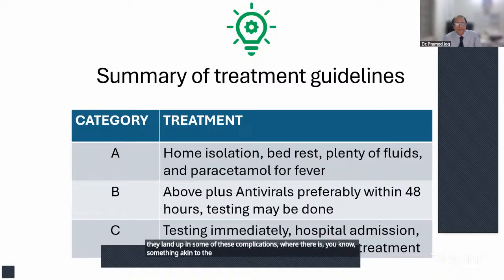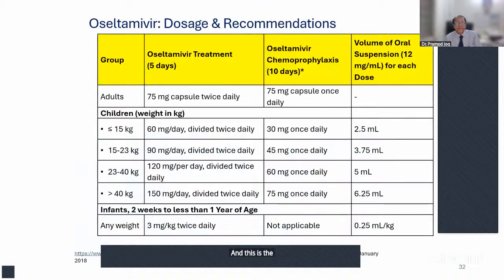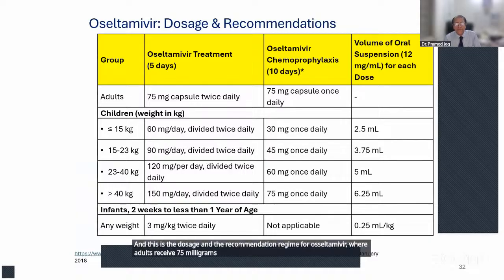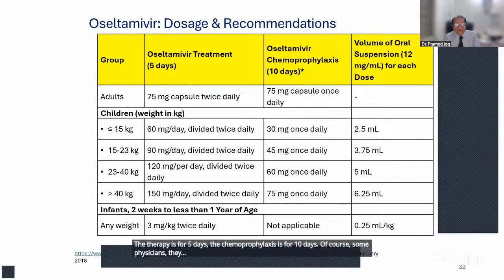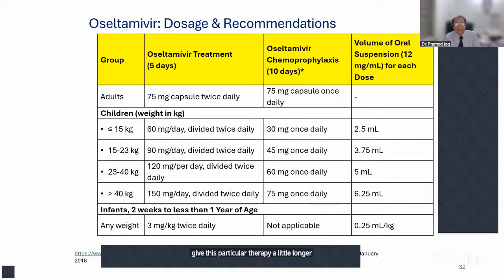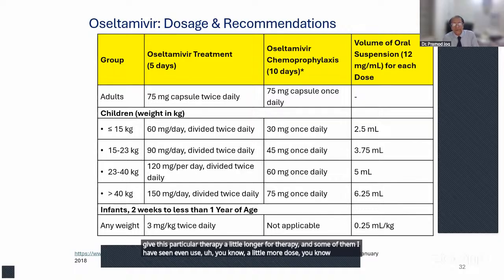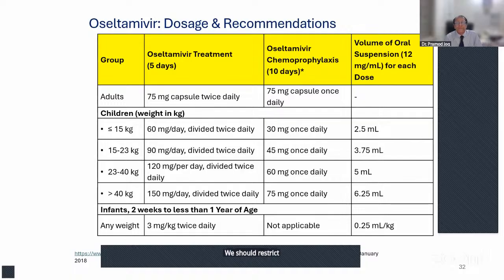And this is the dosage and the recommendation regime for oseltamivir, where adults receive 75 milligrams of this molecule twice daily as a part of therapy and 75 milligrams once daily as a part of chemoprophylaxis. The therapy is for 5 days, the chemoprophylaxis is for 10 days. Of course, some physicians give this particular therapy a little longer, and some of them I have seen even use a little more dose of this particular molecule. However, in pediatric practice, we should restrict ourselves to the therapy for 5 days and chemoprophylaxis for 10 days.